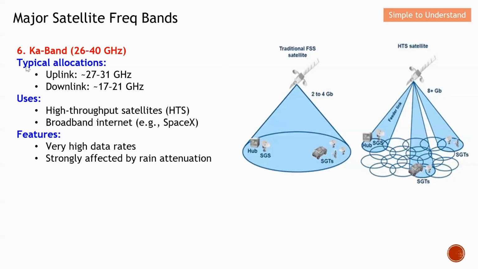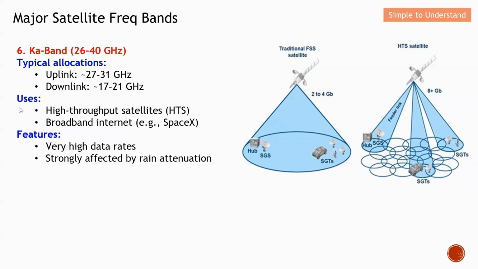Next will be Ka band, K above band. Ka band has a higher frequency as compared to Ku band. The typical frequency allocation for uplink will be between 27 to 31 gigahertz. As for downlink, the frequency is typically from 17 to 21 gigahertz.